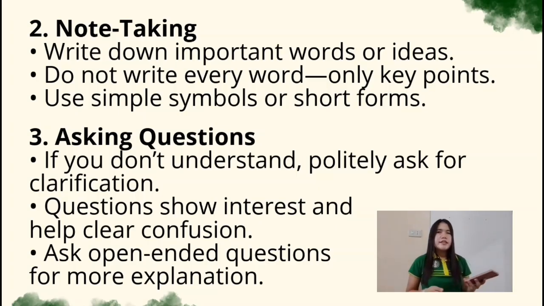The second technique is note-taking. It means writing down all the important ideas or details. The first tip is only write the most important information, because if you write all the information, it will only confuse you. The second is do not write every word. You don't need to copy everything, just the main points. And the third is use simple symbols, like short forms or signs to help you write faster, like "and" or an arrow, so that it will not make your writings long.